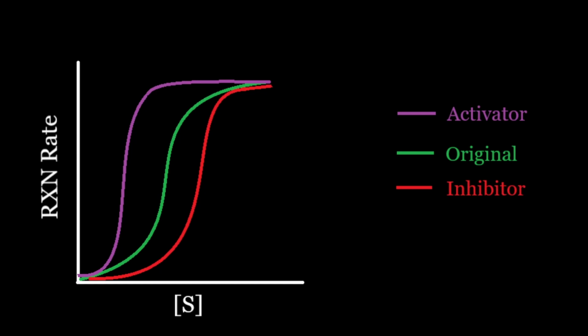On the other hand, inhibitors make binding harder, shifting the curve to the right. A classic example is ATP acting as an allosteric inhibitor in pathways like glycolysis, signaling that the cell has enough energy and slows the pathway down. In this case, it takes more substrate to reach the same reaction rate.